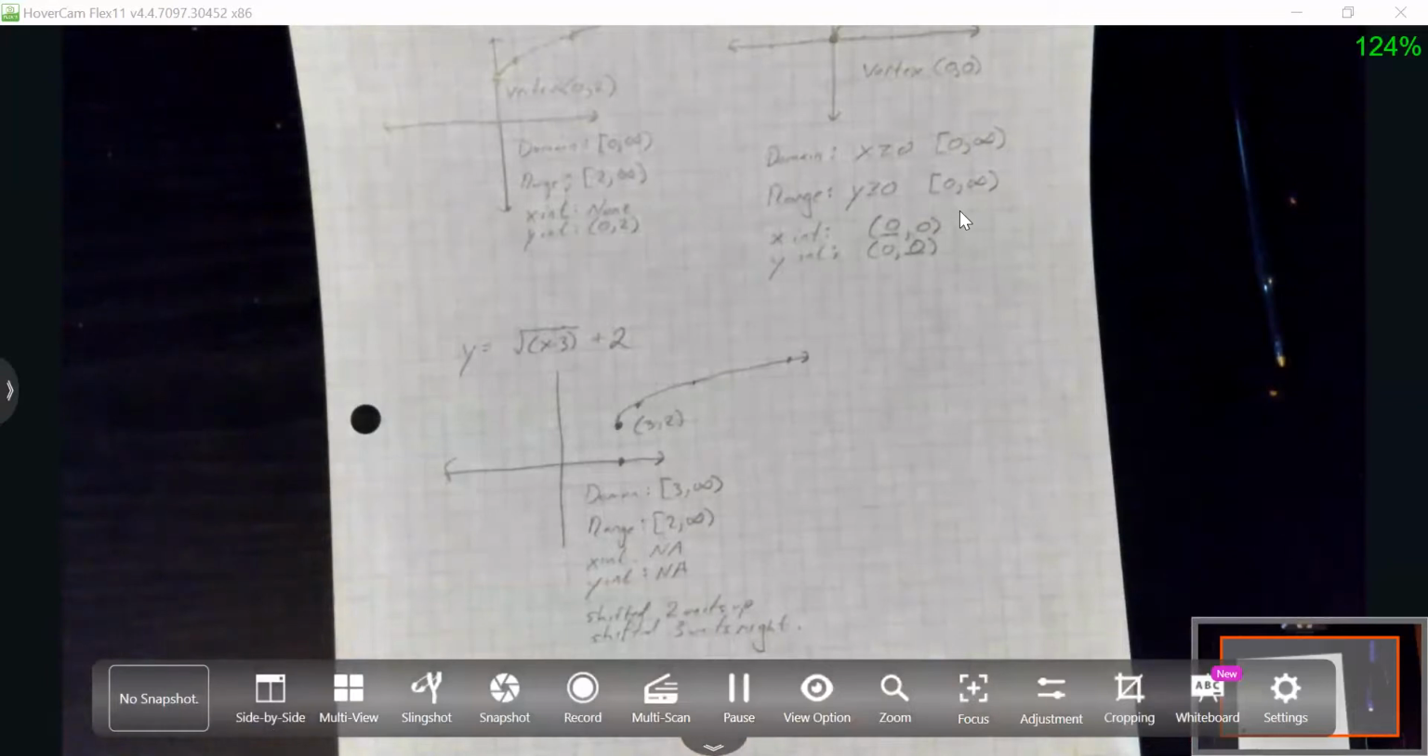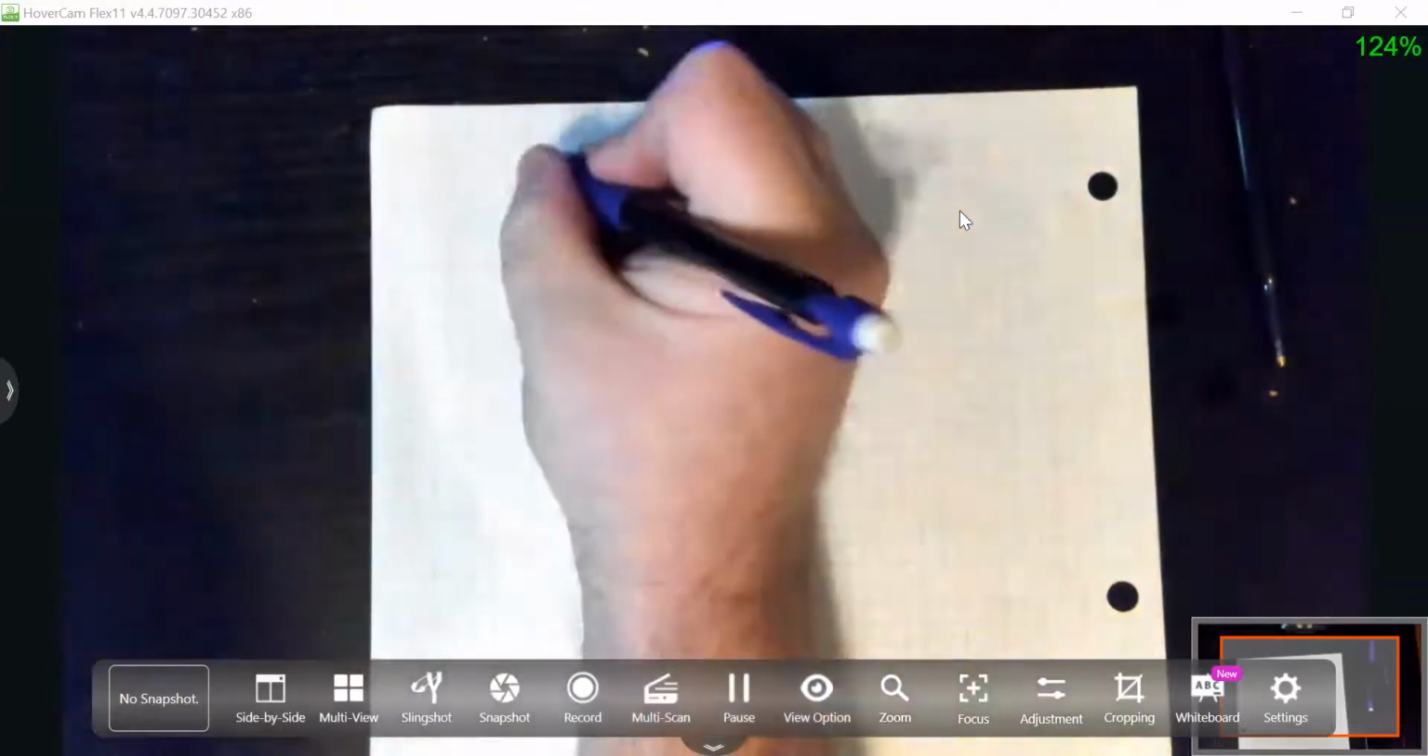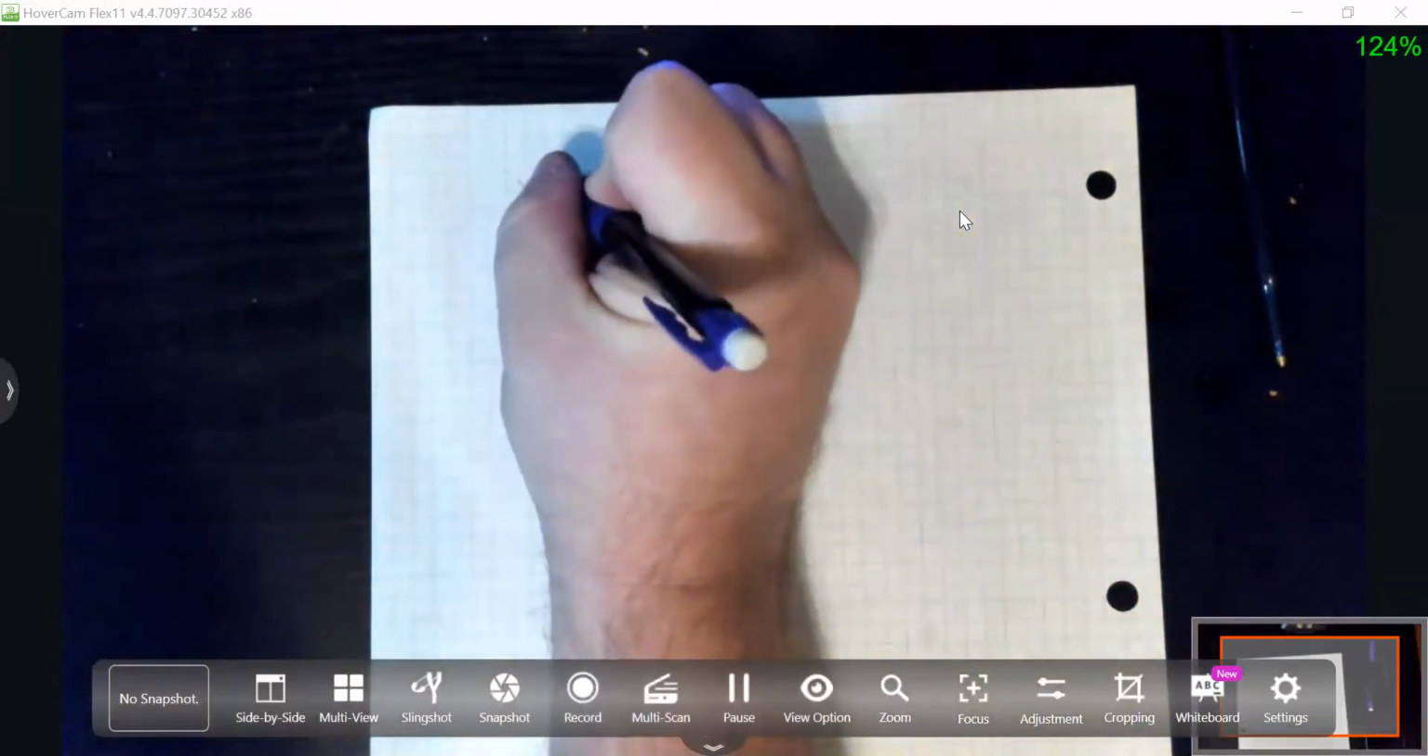Okay, so all these are pretty straightforward. We can still move it up and down. We can still move the graph left and right. There are a couple other changes we can do. So let's try our most basic other changes. How about y equals 4 square root of x?